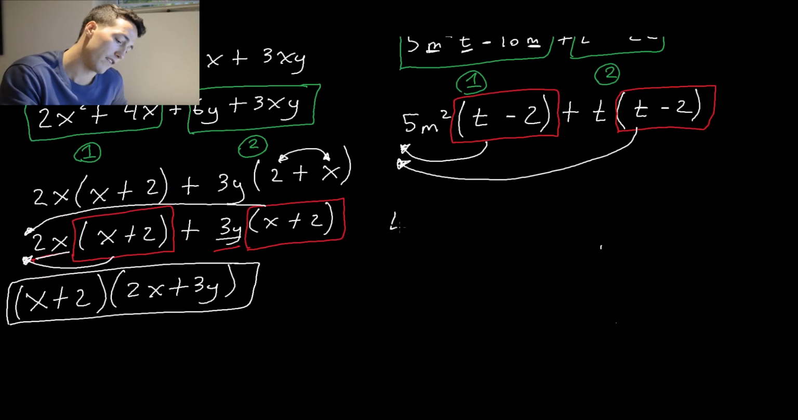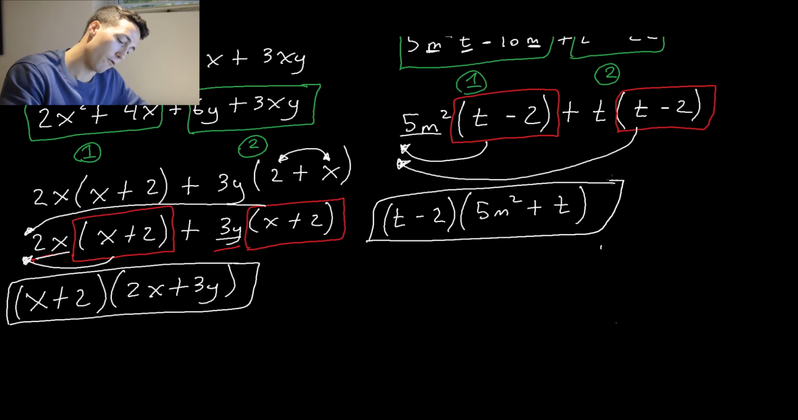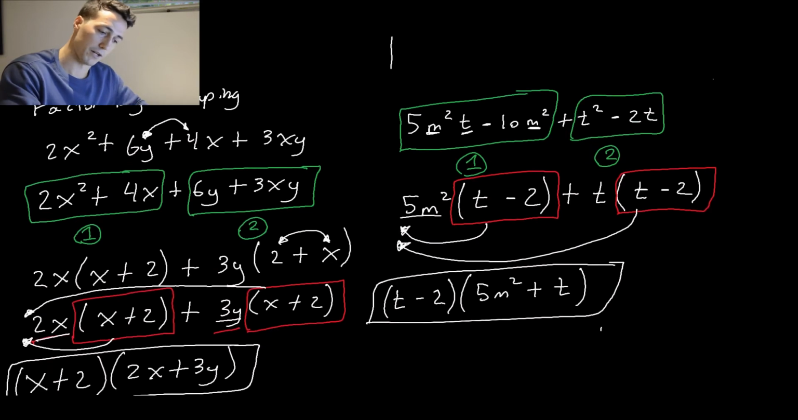Now we can rewrite this expression as t minus 2 multiplied by 5m squared, which is just this number here, plus t. And then now that's a factored form of this above expression using factor by grouping.